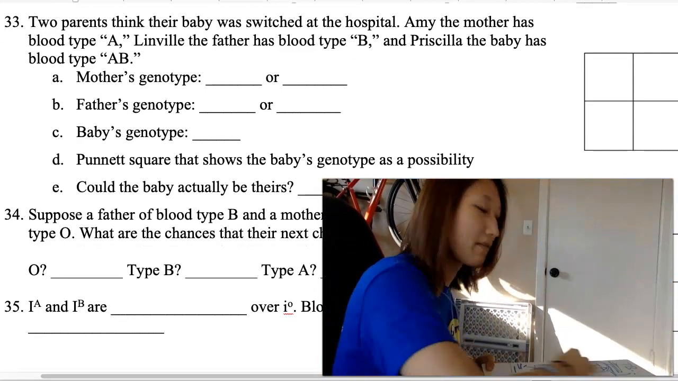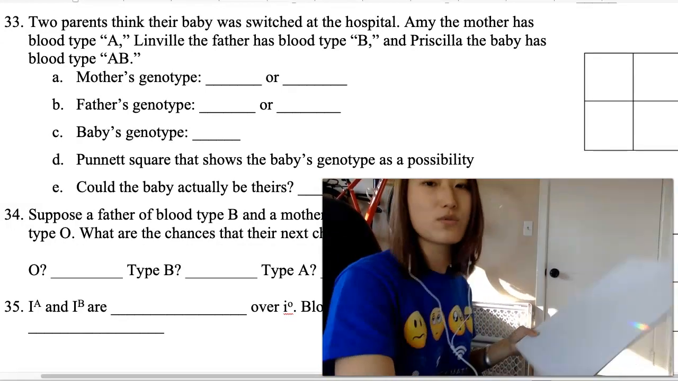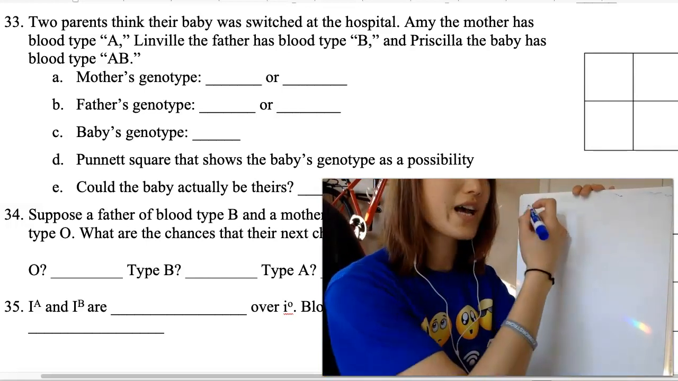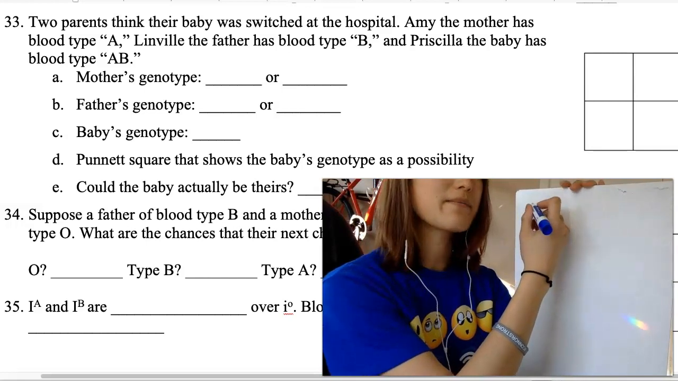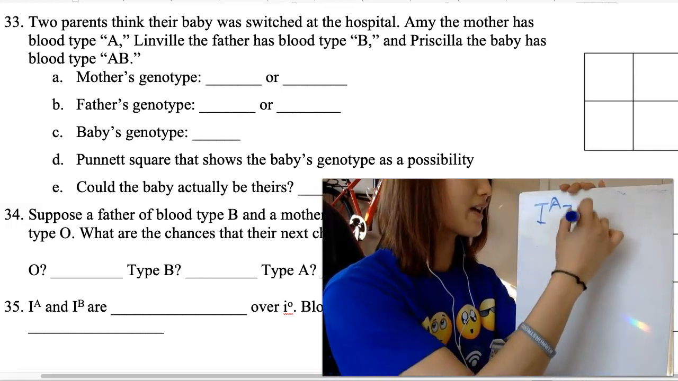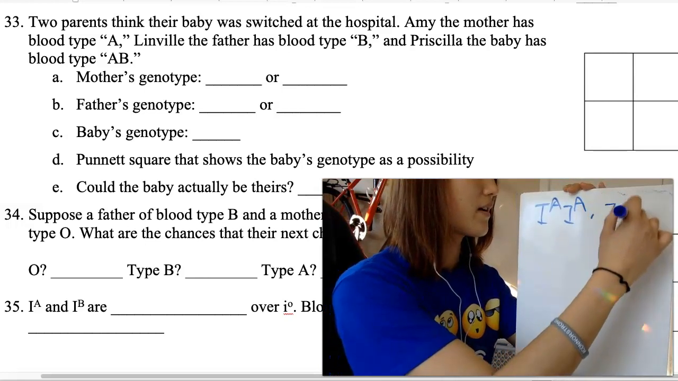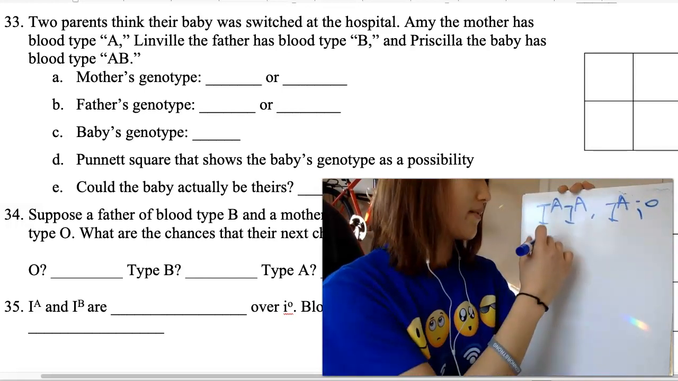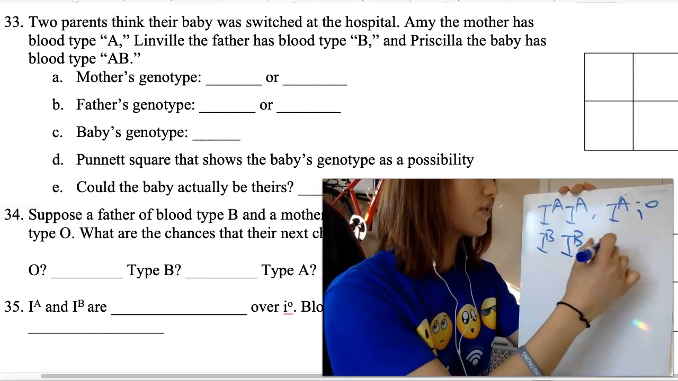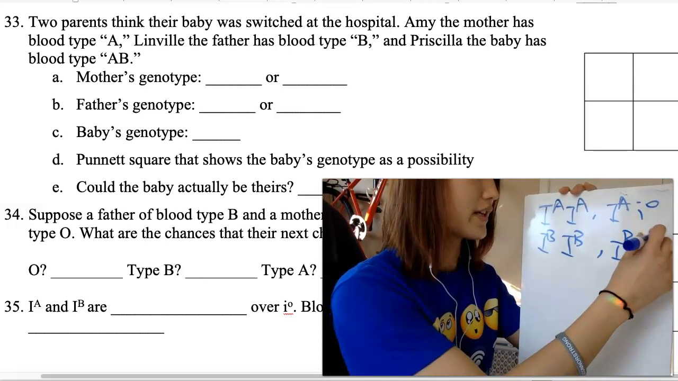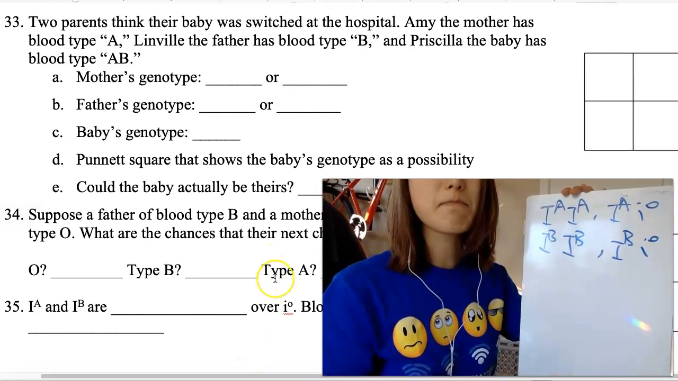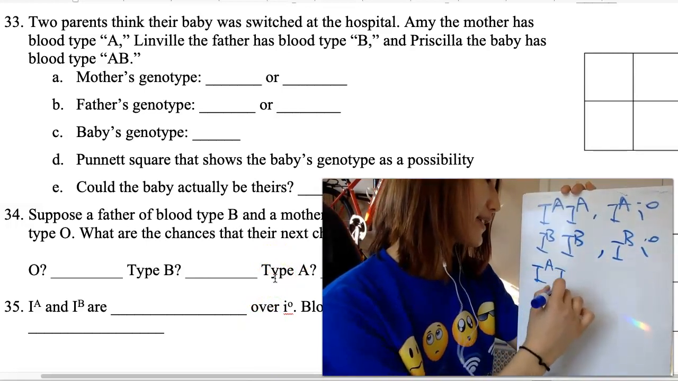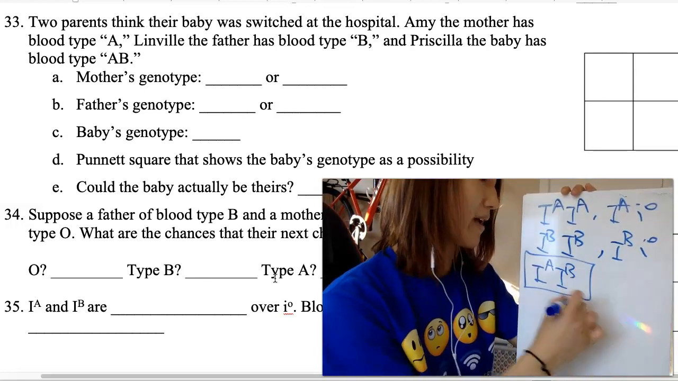All right. I have a few more questions. 2 parents think their baby was switched at the hospital. Are they switched or not? Let's see. So we have mother. Mother's phenotype is A, blood type. So mother can be I big A, or big A, little IO. We have father, his blood type is B. Can have this or this for father, right? The baby, Priscilla, the baby, has blood type AB, so the baby's blood type is IA, IB. So this is the baby, okay?